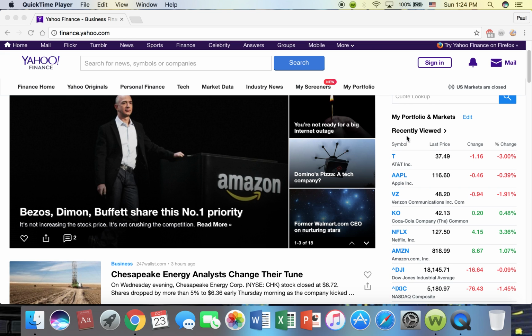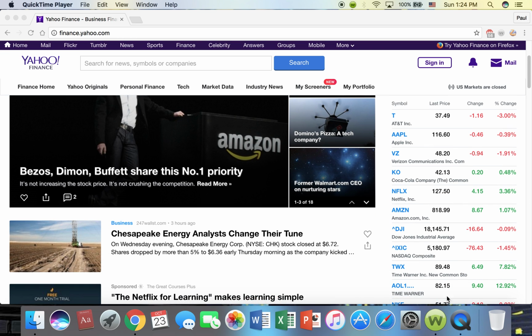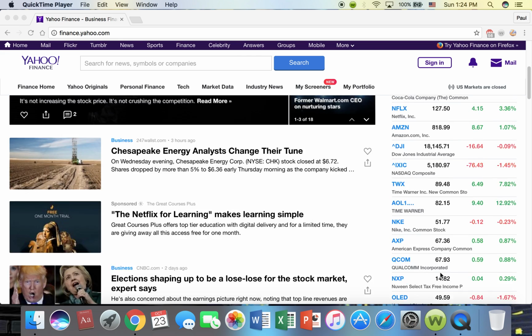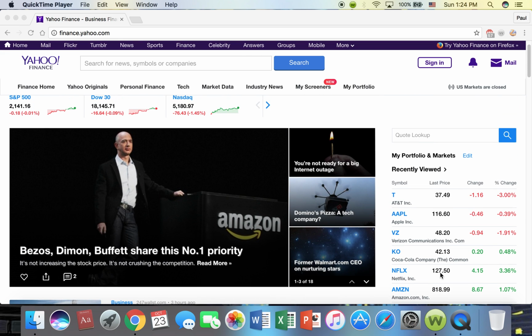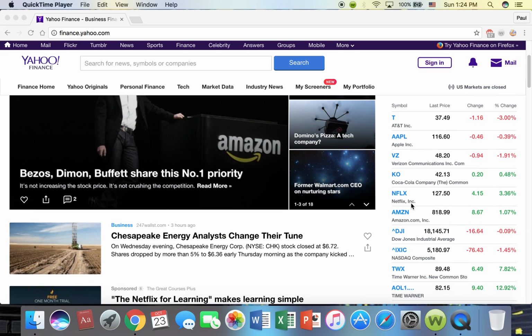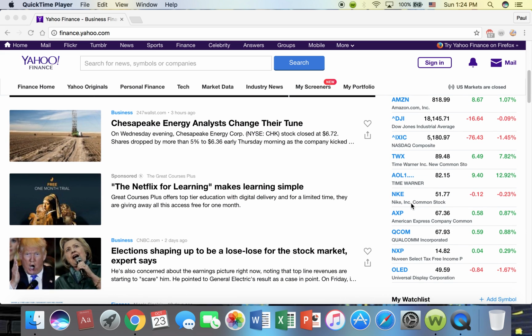Now, right here you have your watch list. Your watch list includes all the stocks that you usually look up, and every time you look up a new one, it comes up to the top of the list. So this is very useful, so you don't have to keep typing in stocks every time you want to go look at one you've already looked at.